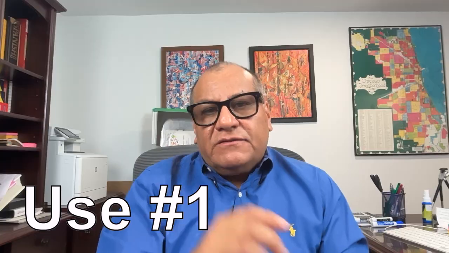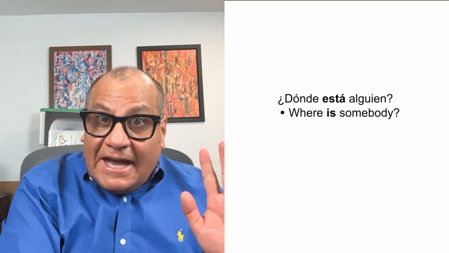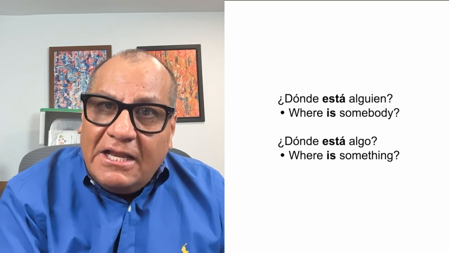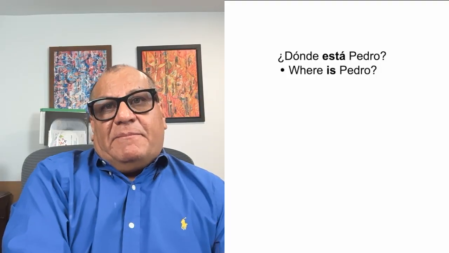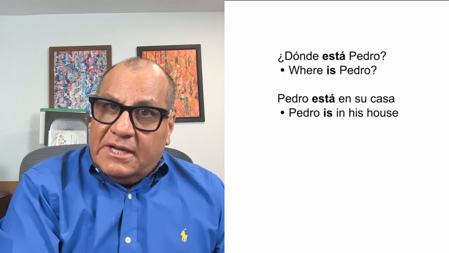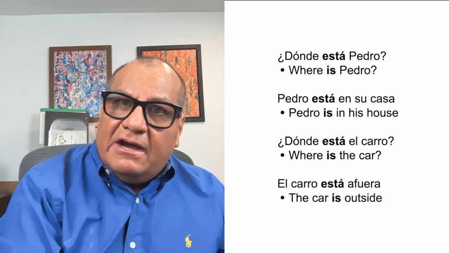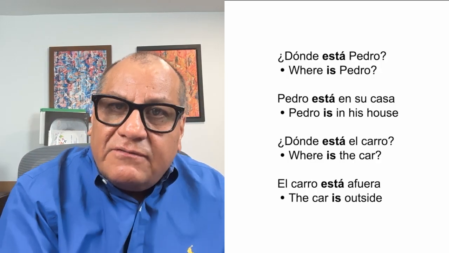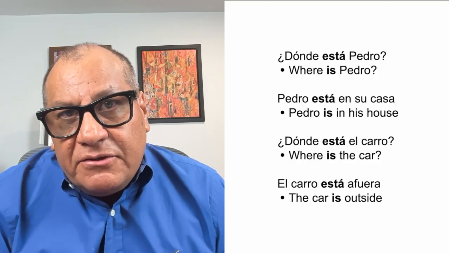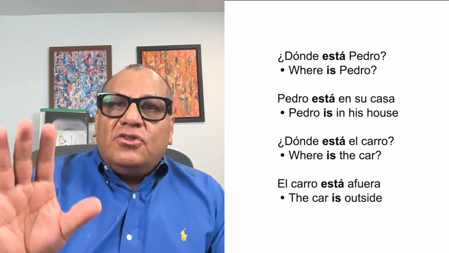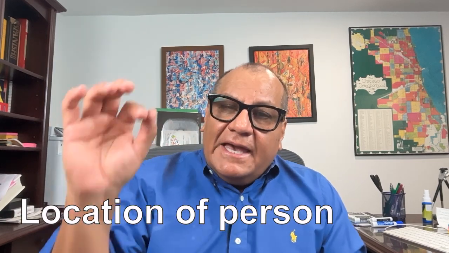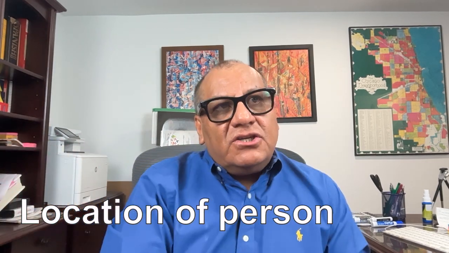The number 1 use of estar is to indicate the location of a person or a thing. ¿Dónde está alguien? O ¿dónde está algo? Alguien is somebody, algo is something. ¿Dónde está Pedro? Pedro está en su casa. ¿Dónde está el carro? El carro está afuera. Car is outside, carro está afuera, Pedro está en su casa, Pedro is in his house. ¿Dónde está? We use estar to indicate the location of anybody and to indicate the location of anything.